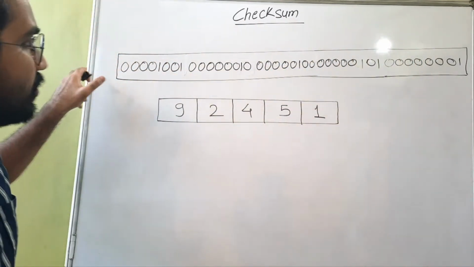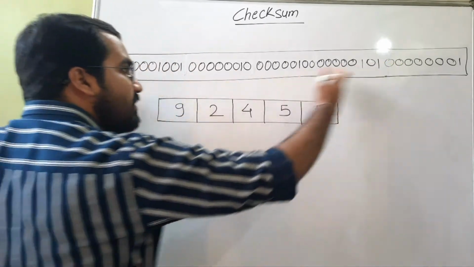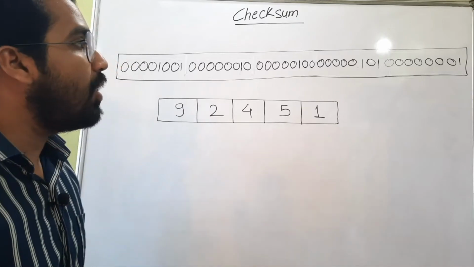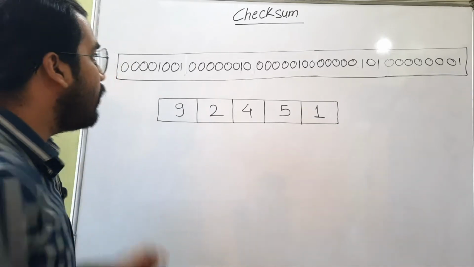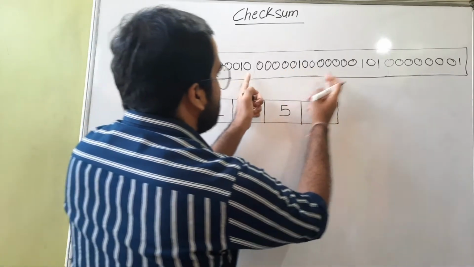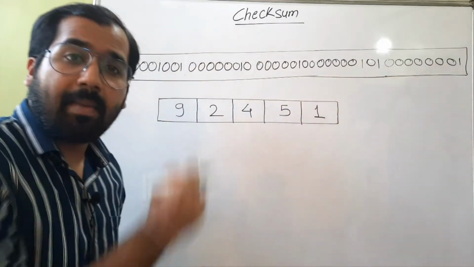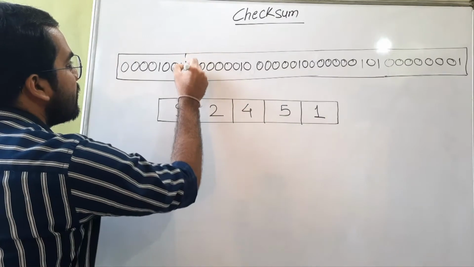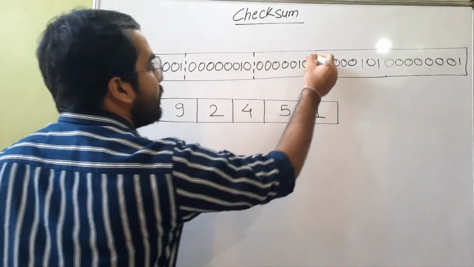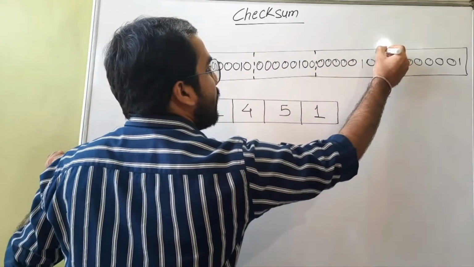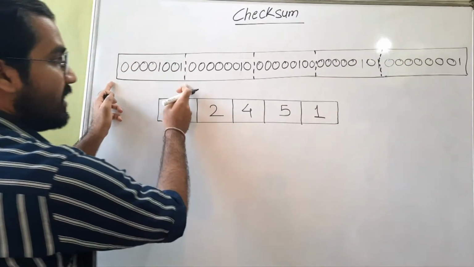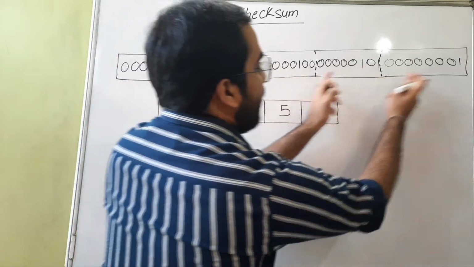The sender wants to send this data, which is represented in front of you in the form of ones and zeros, pure binary numbers. Now what we are going to do here is consider 8 bits at a time. 8 bits means we are going to create a 1 byte block, like this. I hope you got the point. So this is nothing but 1 byte, 1 byte, 1 byte, 1 byte, 1 byte.